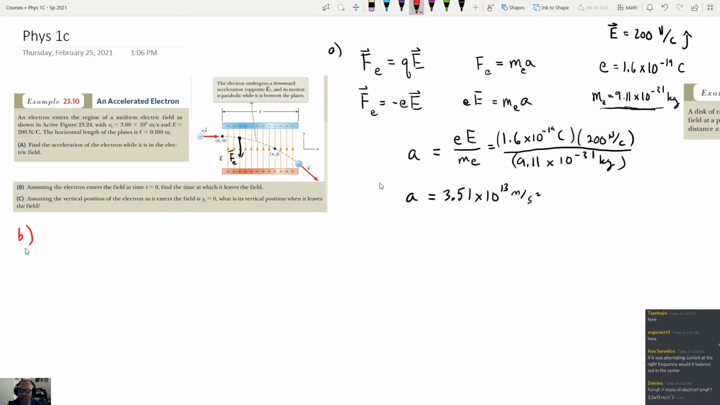Okay, part B. Assuming the electron enters the field at time t, find the time at which it leaves the field. So for this, we need to know something about this initial velocity vector. Now we've already got some axes drawn on here, like this is the x direction, that's the y direction. So this initial velocity that's given right here, I'm going to call that v initial sub x, and it's 3 times 10 to the 6th. Okay, what should we do to figure out part B? The time at which it leaves the field, right here. What can we do to figure that out?